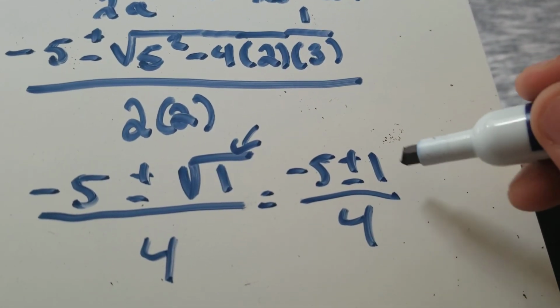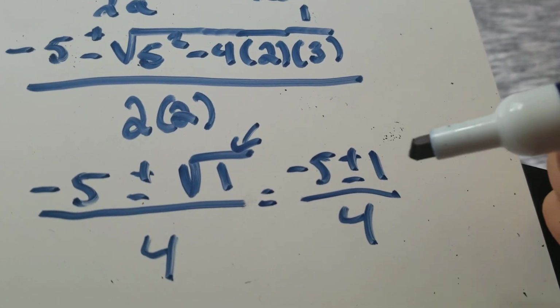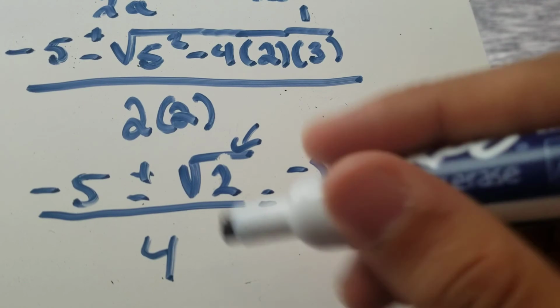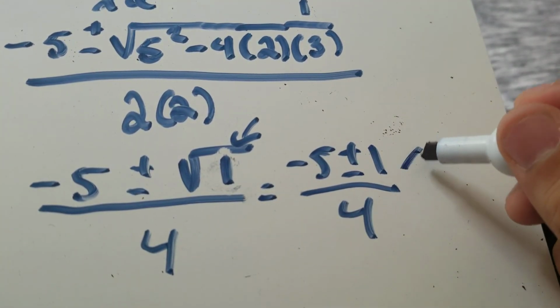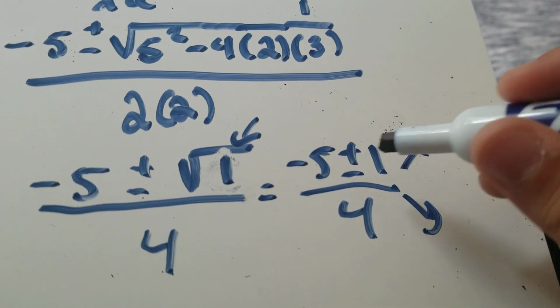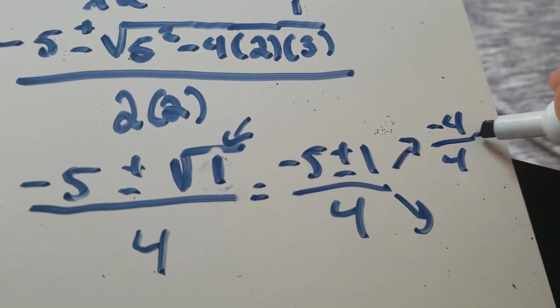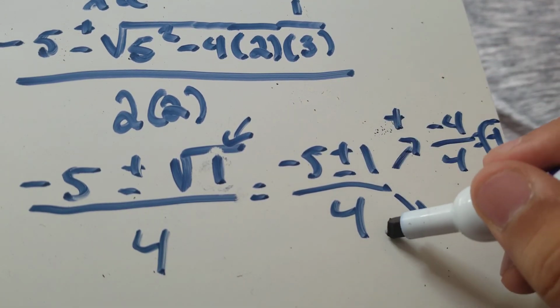So now we're dealing with actual numbers. We can do the plus and minus in actuality. If it was an unclean one, like God forbid it was 2, let's say, then you would stop right there. But because we can actually have clean numbers, we're going to do it. So 1 up here, 1 down here. Negative 5 plus 1 is negative 4 over 4, which reduces to negative 1. So one of my answers is negative 1. And I'm going to do negative 5 minus 1.